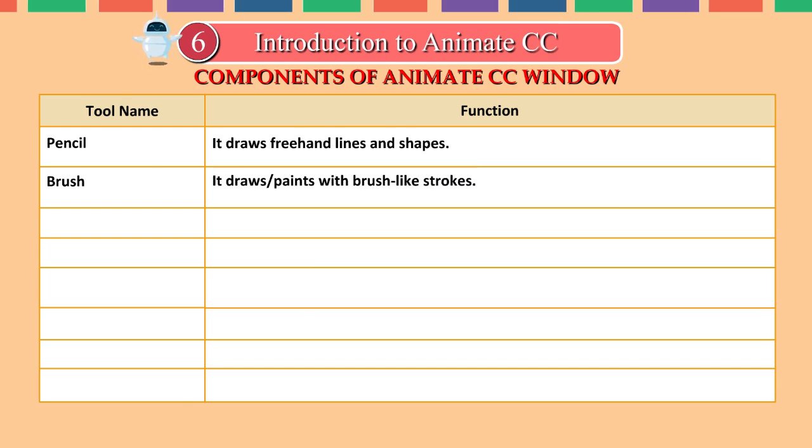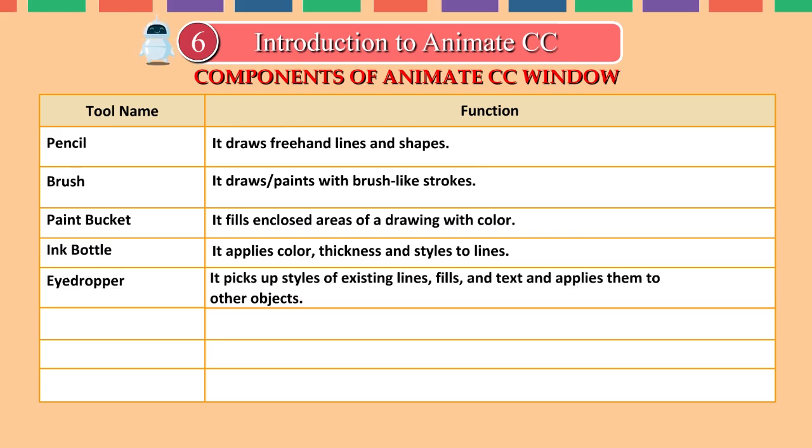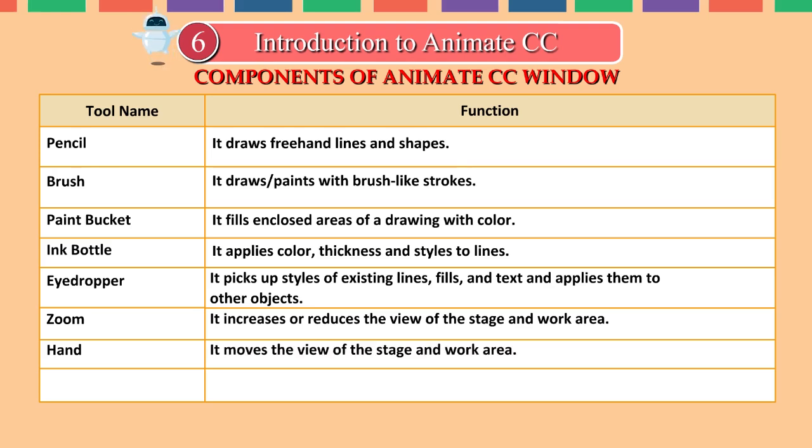Brush. It paints with brush-like strokes. Paint bucket. It fills enclosed areas of a drawing with color. Ink bottle. It applies color, thickness, and styles to lines. Eyedropper. It picks up styles of existing lines, fills, and text and applies them to other objects. Zoom. It increases or reduces the view of the stage and work area. Hand. It moves the view of the stage and work area. Eraser. It erases lines and fills.